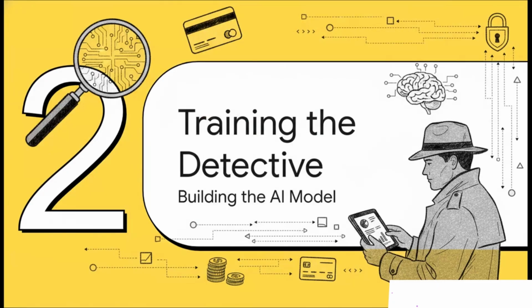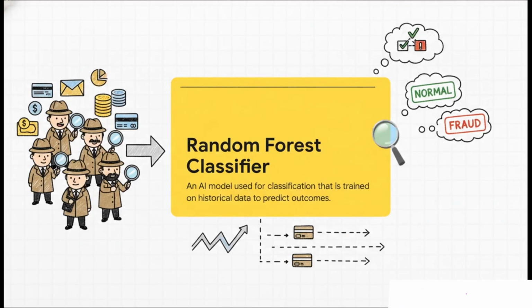So how do you even begin to tackle this? Well, you train a digital detective. You build an AI model specifically for this hunt. Now, the specific tool for this job is called a random forest classifier. Sounds complicated, right? But don't worry. The best way to think about it is like a whole team of detectives working a case. Each detective inside the AI looks at the evidence, the transaction data, and forms its own opinion. Then they all get together and vote to reach a final verdict. Is it fraud or is it normal?